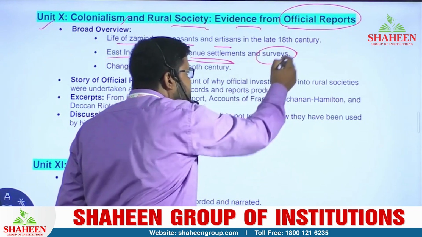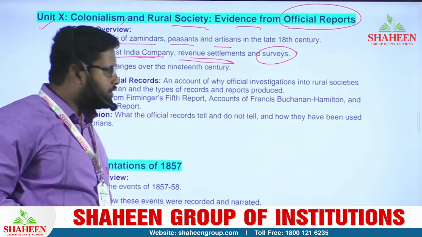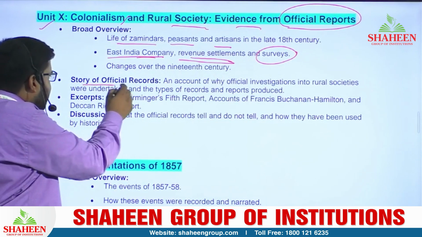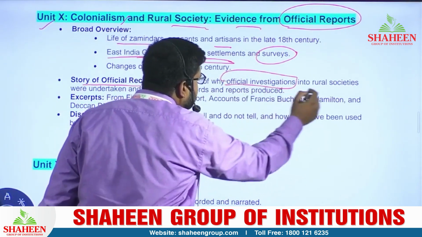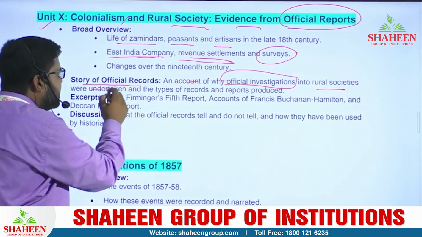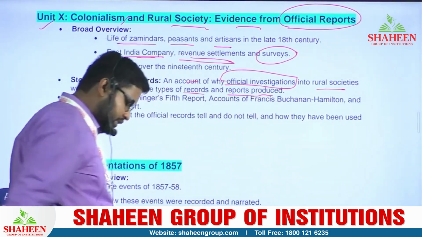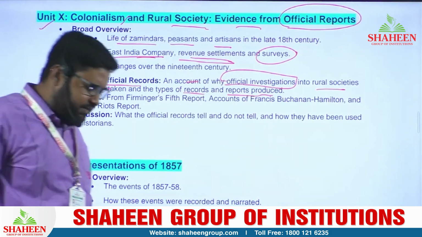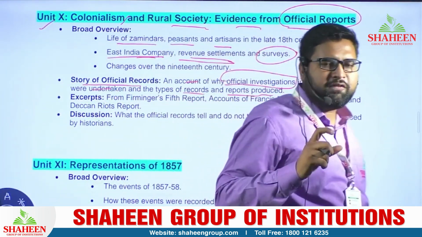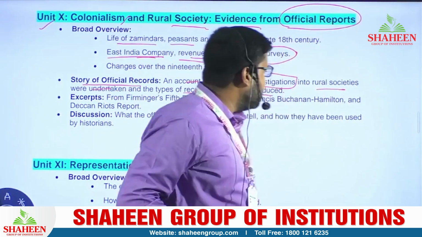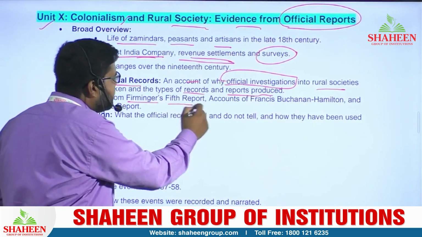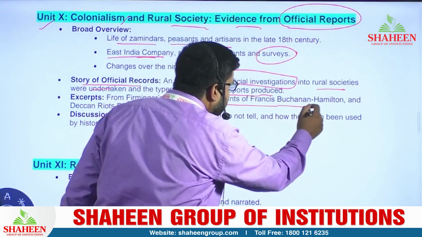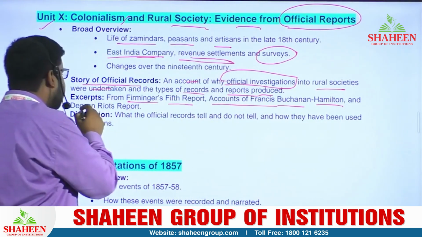We will also see the surveys which were done during the British period, the story of official records, an account of why official investigations into rural society were undertaken, and the type of reports produced. All these records are very beneficial to construct the history of the modern period. We will also see Firminger's Fifth Report, the accounts of Francis Buchanan, Hamilton, and the Deccan Riots report.